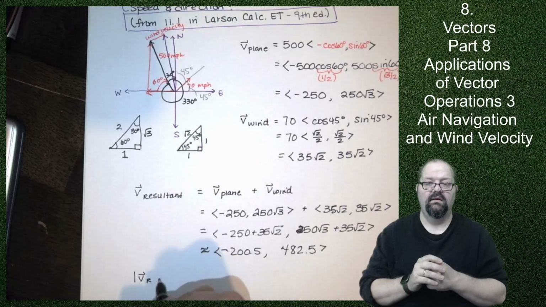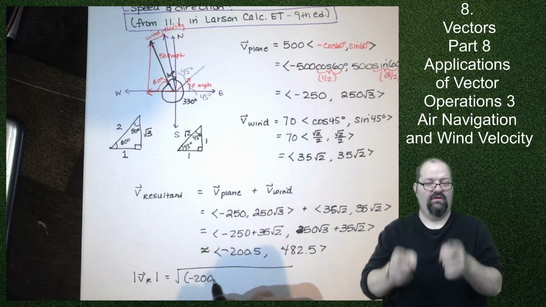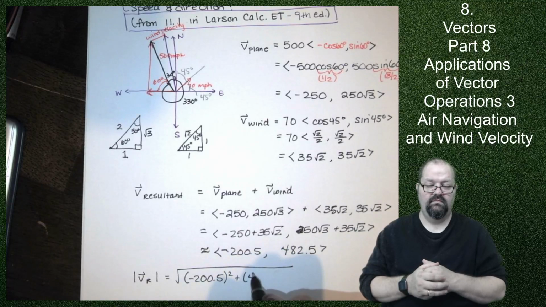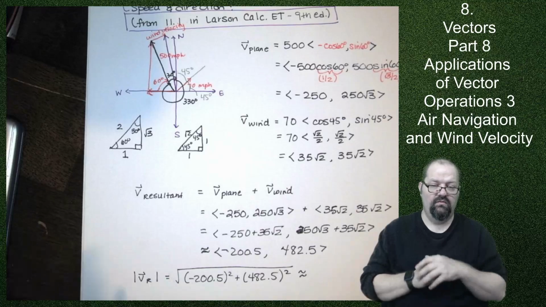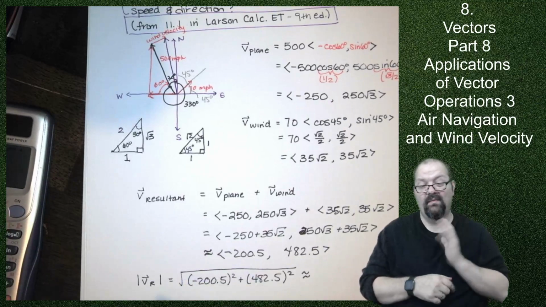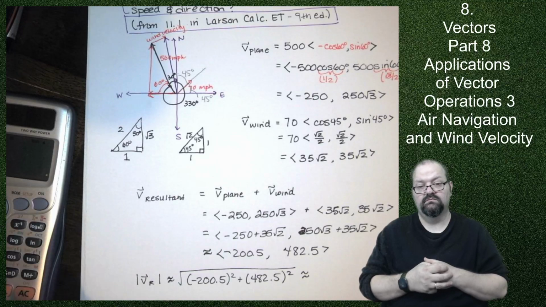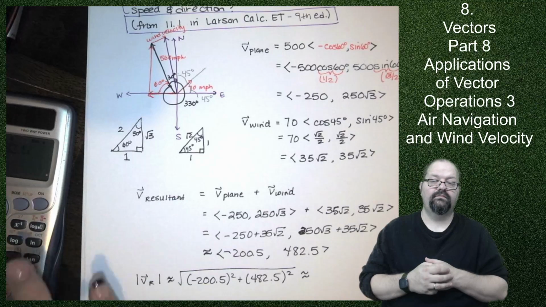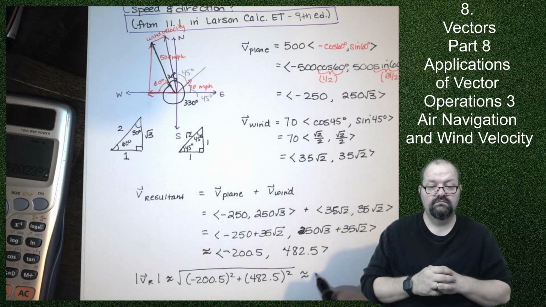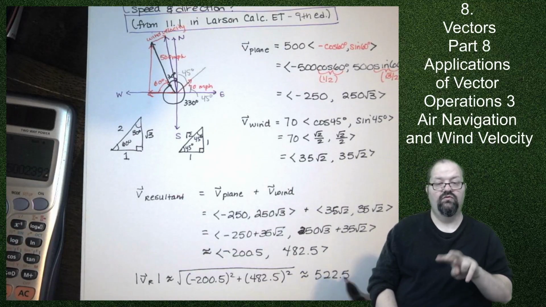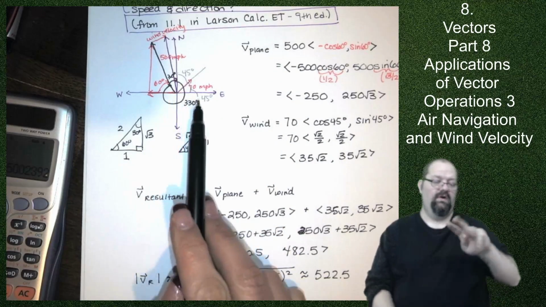I asked for the resultant speed. That's the velocity, so I need to get the magnitude of that. I'm going to take my components, square them, add them, and take the square root. It's an approximation of my answer because these are approximate. I guess that's approximate too then. And I get about 522.5. All of these were measured in miles per hour.